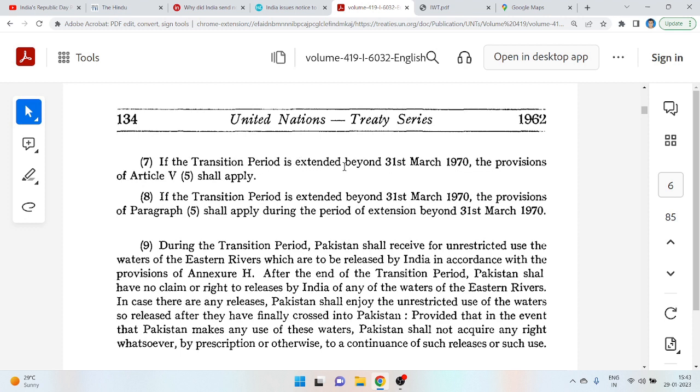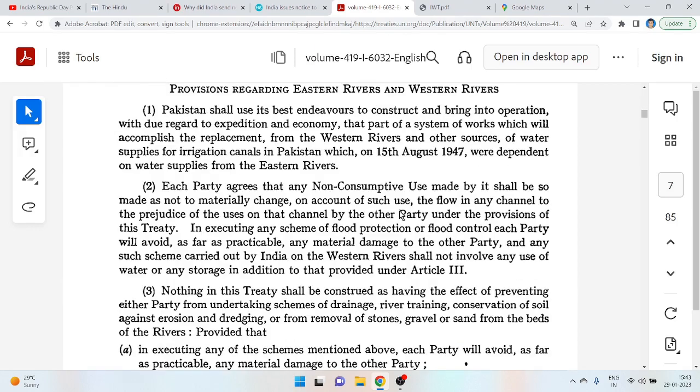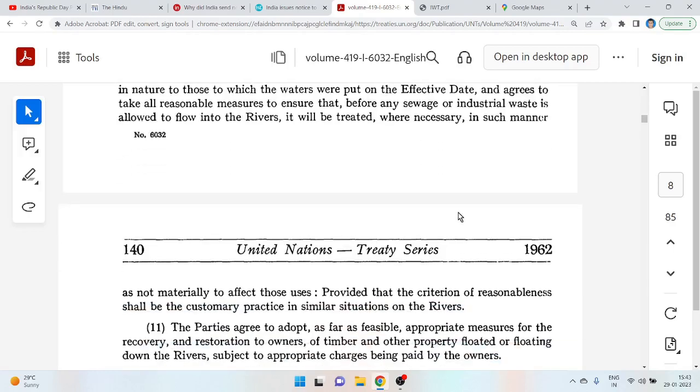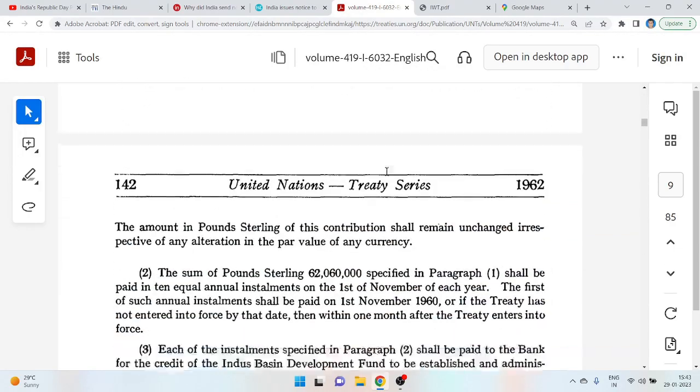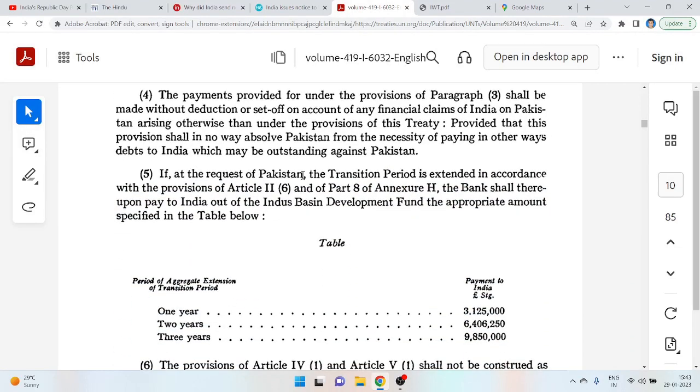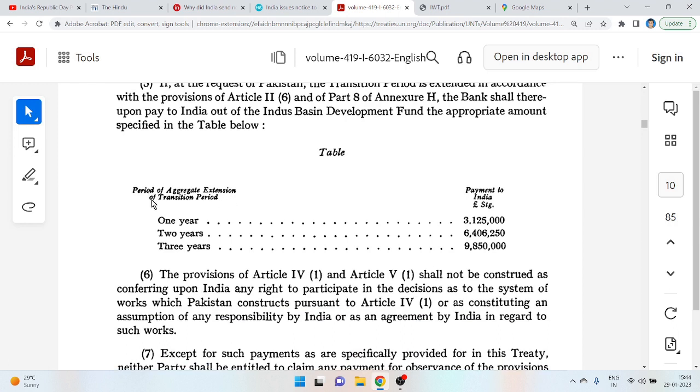Look, if the transition period is extended beyond 31st March 1970, then the provisions of Article 5 shall apply. So, move to Article 5, point number 5. If at the request of Pakistan the transition period is extended in accordance with the provision of Article 2.6, then the bank shall thereupon pay to India out of the Indus Basin Development Fund the appropriate amount specified in the table below. So, period of aggregate extension of transition period, payment to India in euro: 1 year, this amount has to be paid.